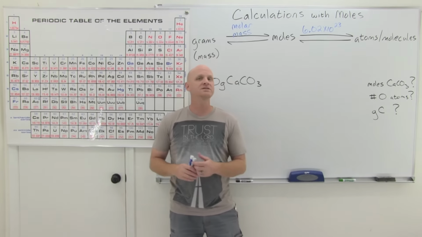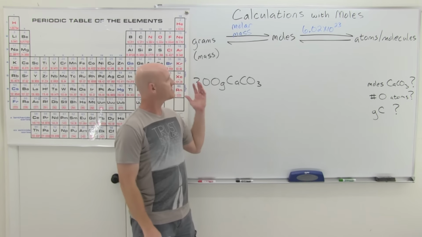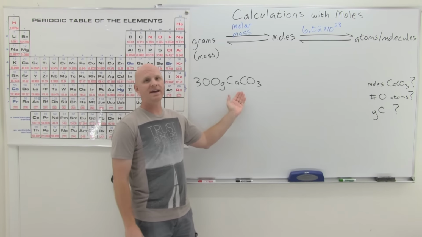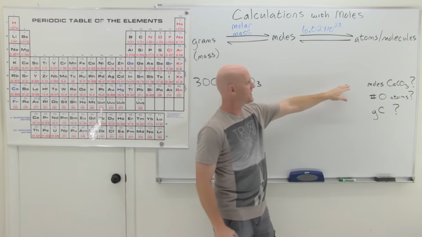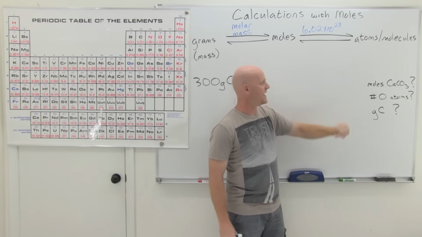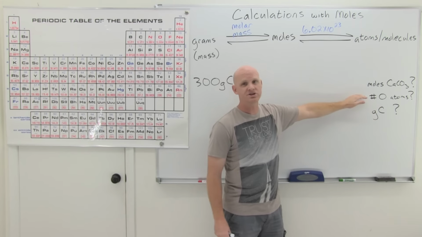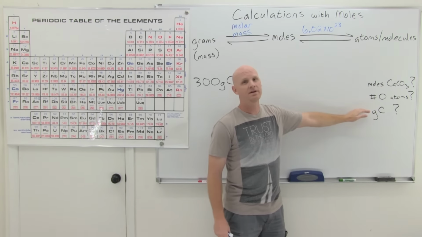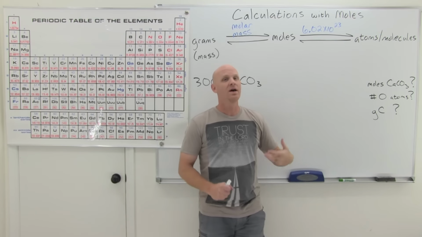All right, so now we're going to do some typical calculations. We're going to be answering 3 questions. We're going to have a 300-gram sample of calcium carbonate, and the questions we're going to answer are: how many moles of calcium carbonate do we have? What's the number of oxygen atoms in the sample? And what is the mass, in grams, of carbon atoms in that sample? So that's what we're going to be dealing with.